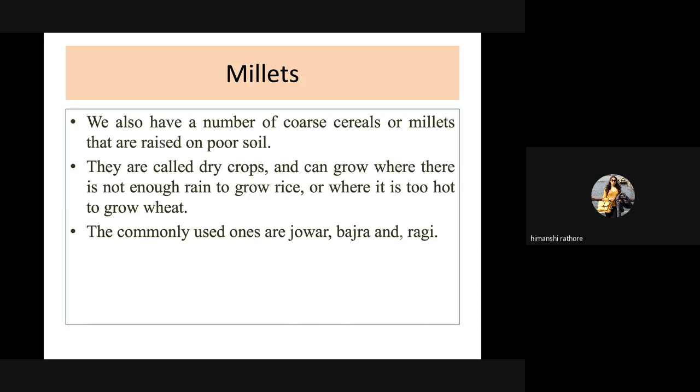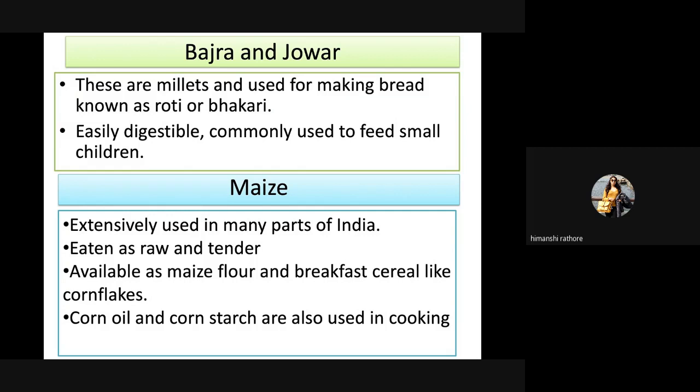Talking about bajra and jowar, they are also used for preparing chapati in our country, and they are easily digestible. The fiber content present in jowar and bajra is really high, and that is why it is always suggested that the wheat which you are consuming in your daily life should be fortified with these millets, so that the bioavailability of minerals, vitamins, and even fiber is improved.